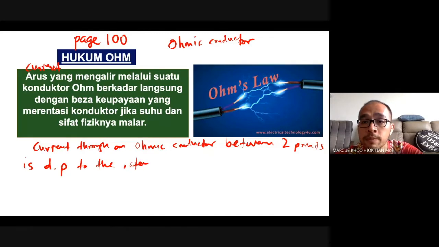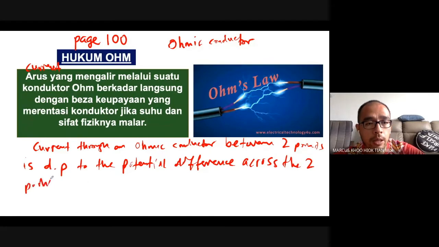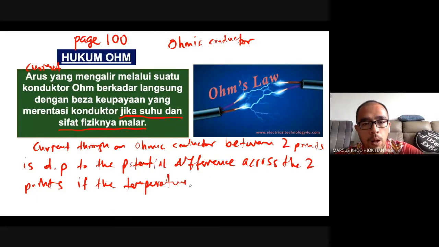Is it potential difference or voltage? Fine, I would rather you say potential difference. Potential difference across the 2 points. Then the end of this is very important. There is a condition for this: if the temperature and physical condition are either constant.